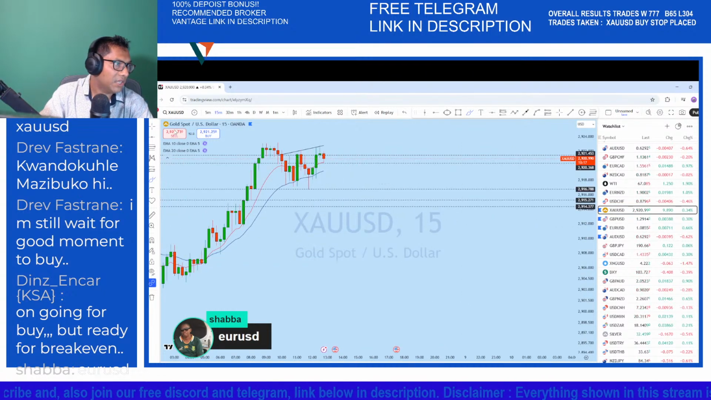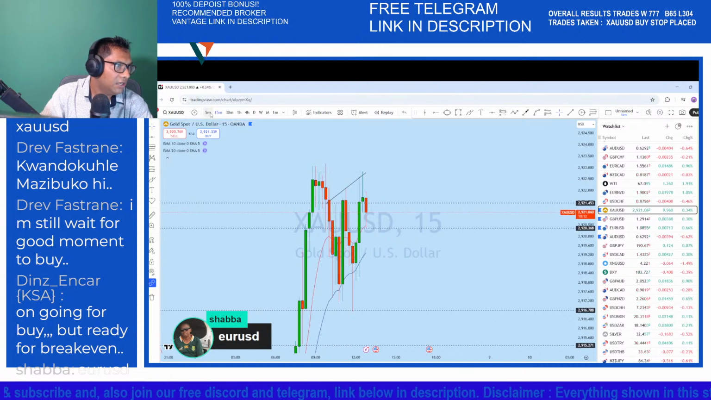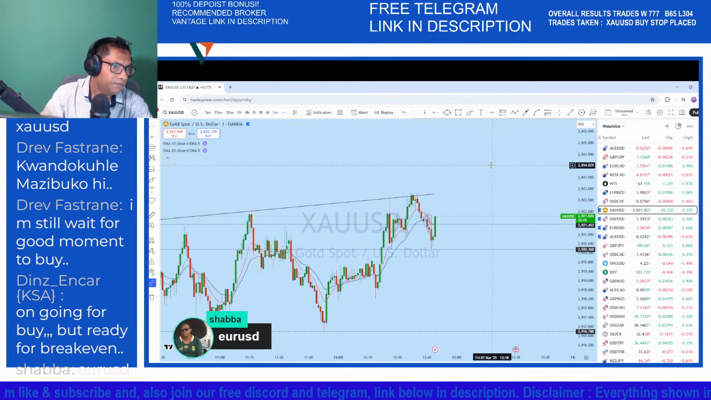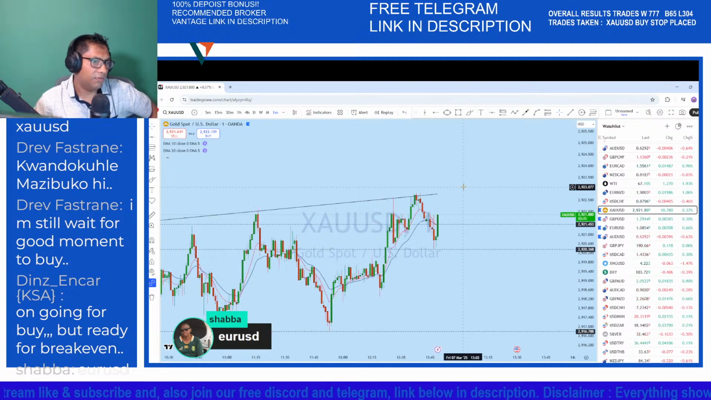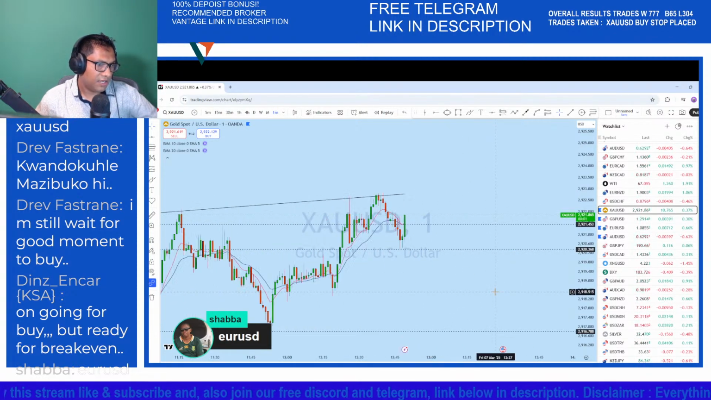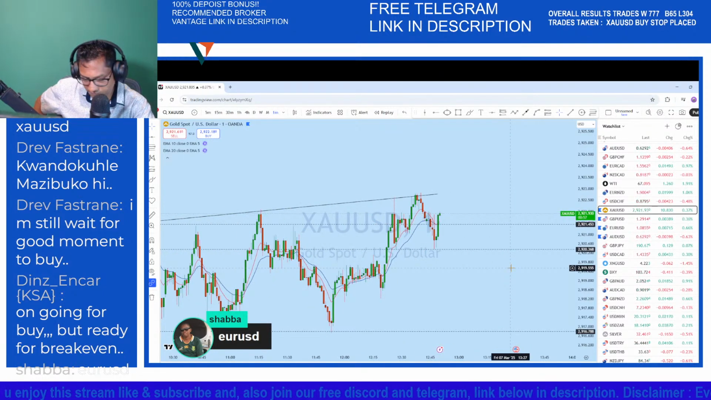Going back to XAUSD, we can see that there is again another pullback, which is good to see, because a pullback is important for a better entry. And you can see that after the break of this high, there's a break of structure, and then it's again heading to the upside here.